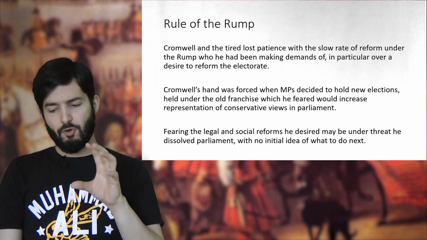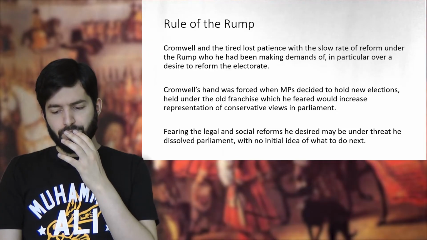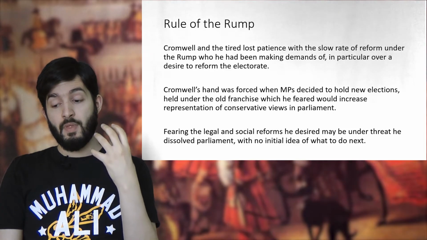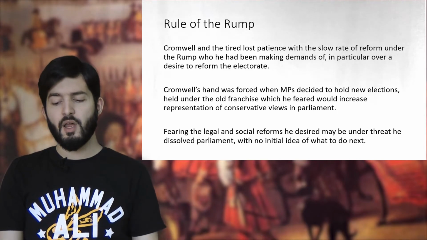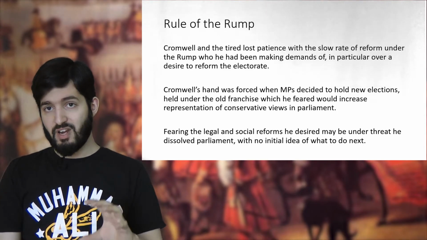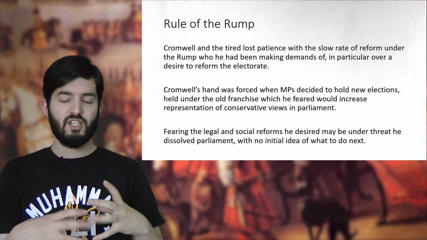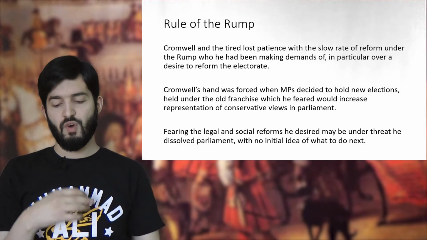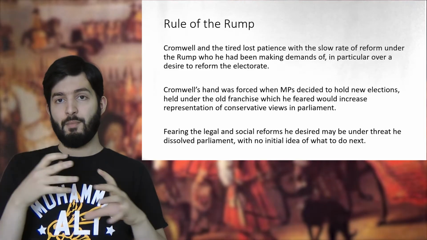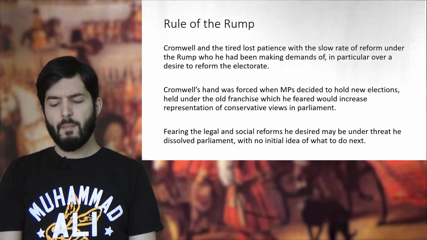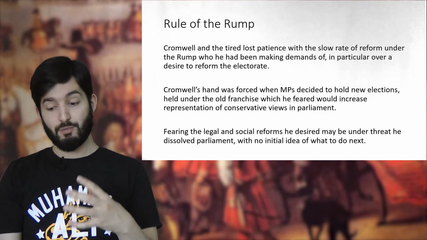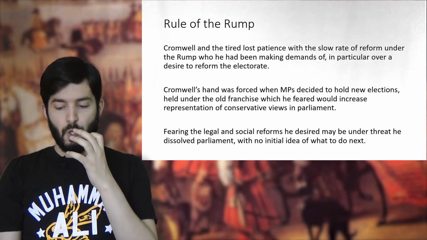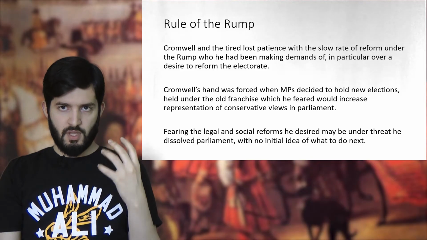And so Cromwell's hand is forced by these MPs. He feels that new elections under the old franchise might increase conservative representation within Parliament, and that could also potentially freeze out the army, who again, as I said, are increasingly in a hostile relationship with the Rump and this conservative element across the country. And so they fear that their hopes for legal and social reforms might be dashed permanently. And so they basically dissolve the Rump Parliament.